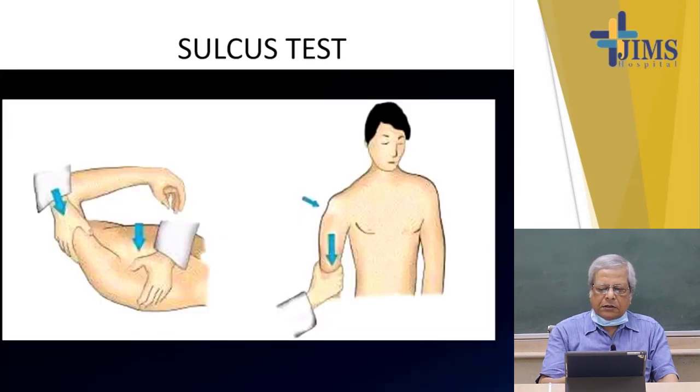What are the tests? If the arm is pulled down, you can get a depression here. This is the sulcus test. You get a depression here. That denotes superior capsular laxity and anterior glenohumeral joint laxity.